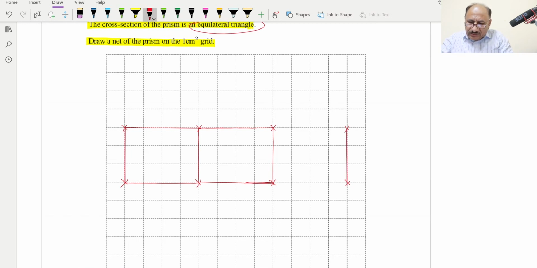So these are basically the slanting sides of this shape. So we can redraw this properly. So this one. So almost we have done this. Now we can draw the triangular portions.